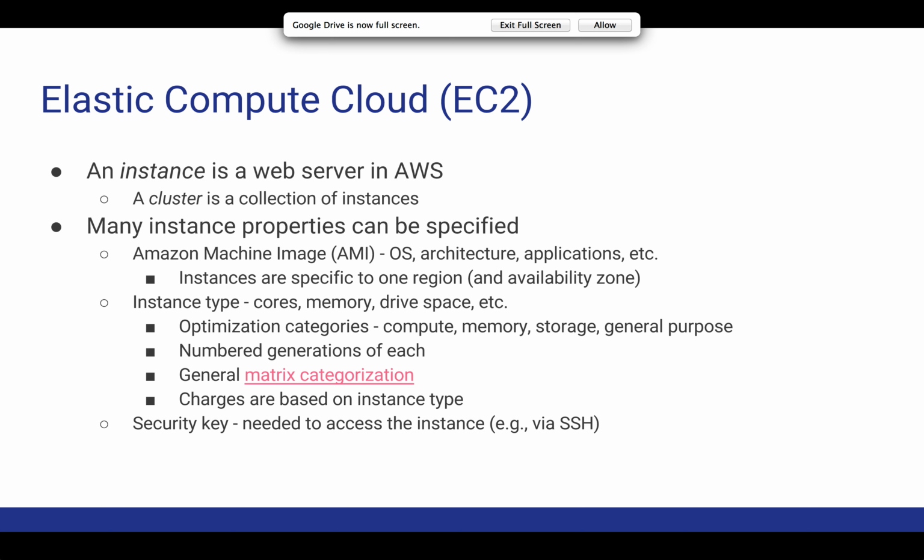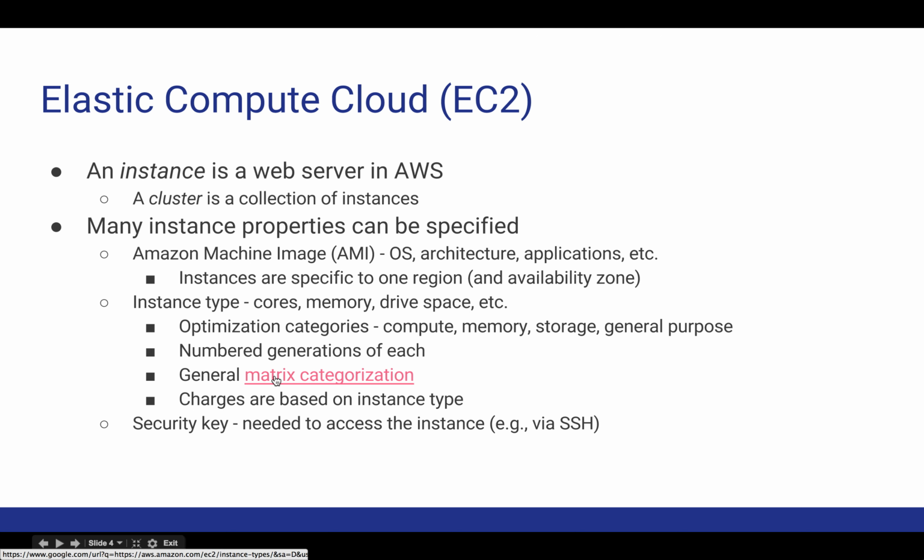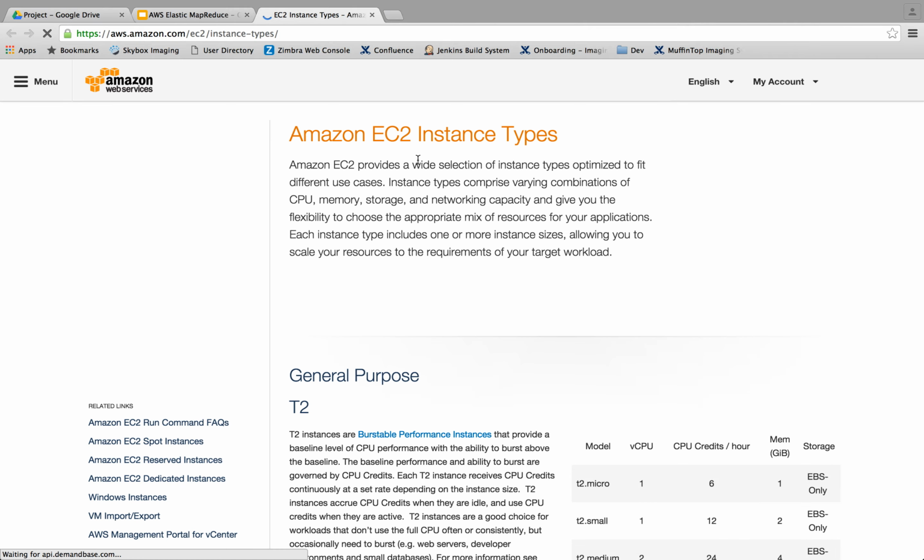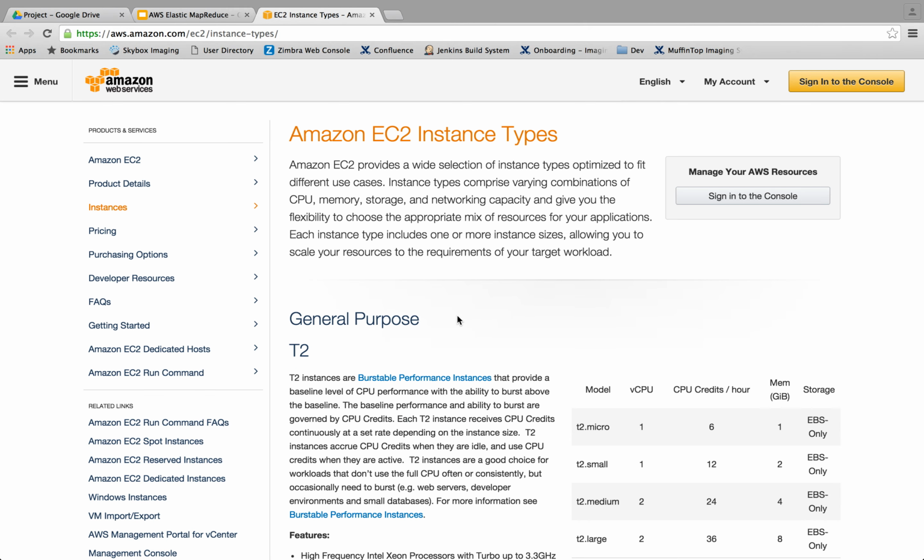There are other optimization categories like GPU optimized and a few other odd ones, but those are well beyond the scope of this talk, and I won't be talking about them anymore. Instance types are numbered. There are different generation numbers for each to help you differentiate between them, and they follow a matrix categorization. So it's easier here just to go to one of the Amazon web pages and show you what I'm talking about.